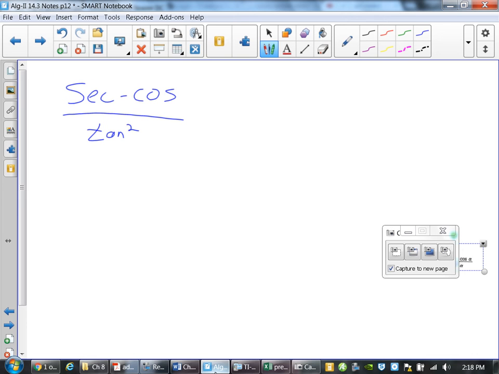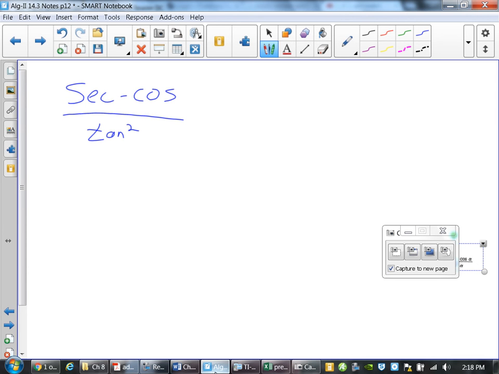Secant minus cosine over tangent squared. Again, there are a bunch of different ways of going about this problem. One of the ways that I would do it is because I noticed that I have reciprocal properties in the numerator, and then I have tangent squared in the denominator. I know that I can rewrite tangent squared in terms of sines and cosines. I know I can do that.